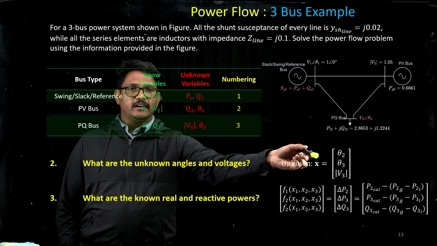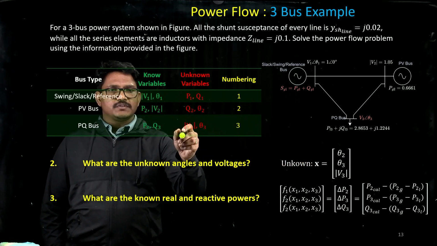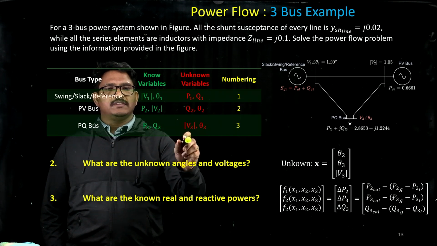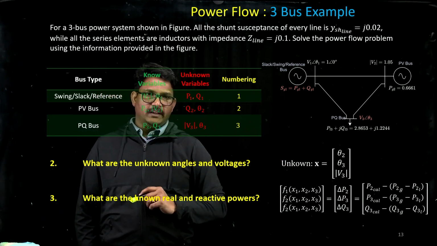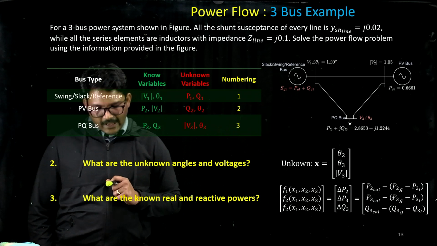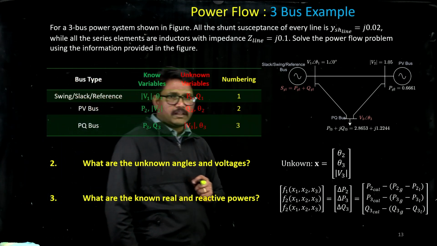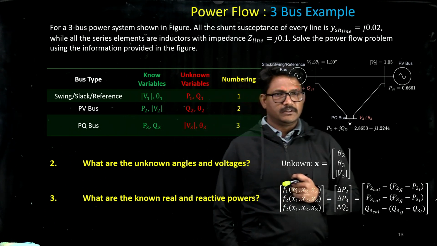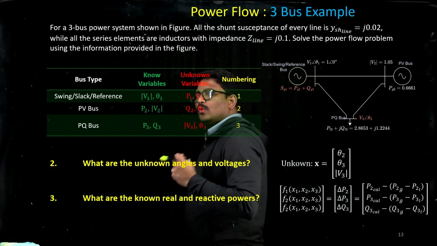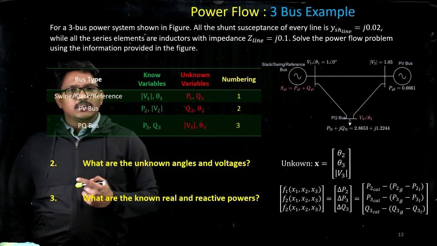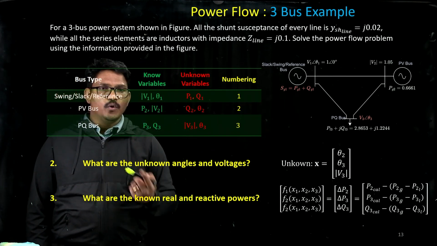We have mentioned it there. And the unknown voltages, if you see, you do not know voltage only at bus number 3. That is V3. That's the second step that we have. The third thing is, in order to solve a problem using the Newton-Raphson method, that's where we wanted to know what are the real and reactive power quantities that we know of.